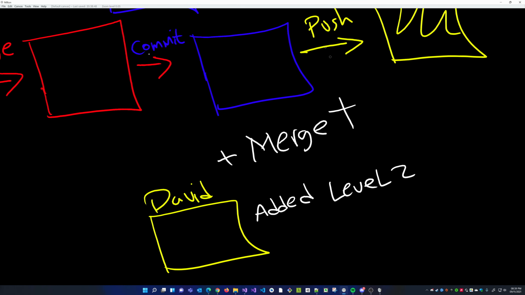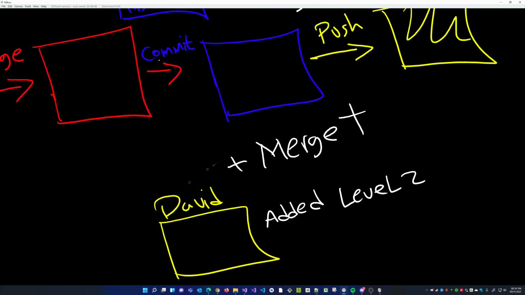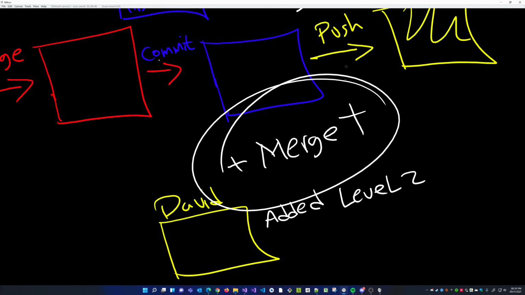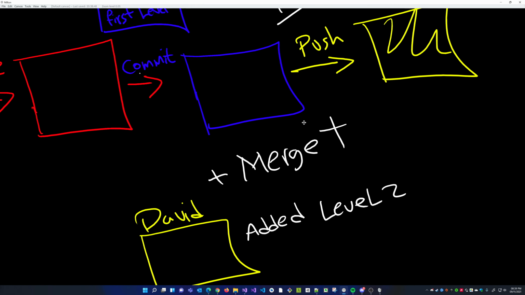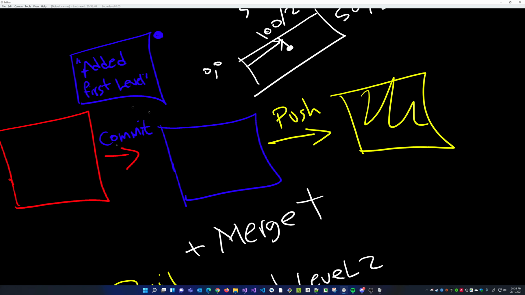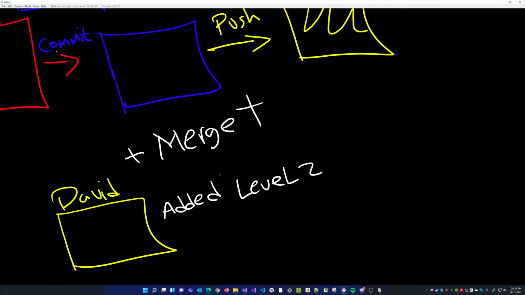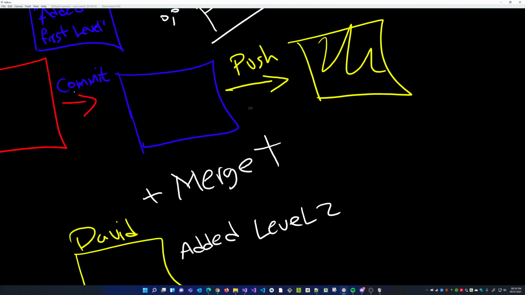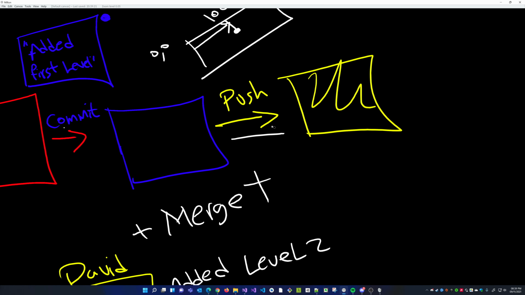So what you need to do before you push it online to the cloud, you need to merge your code and David's code together, combine it together. So now level 1 and level 2, I combine them together. Once they've been combined and merged, now I can push the code online.